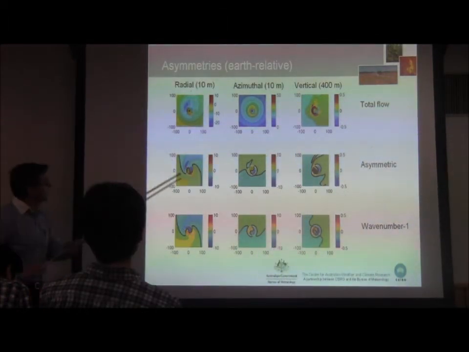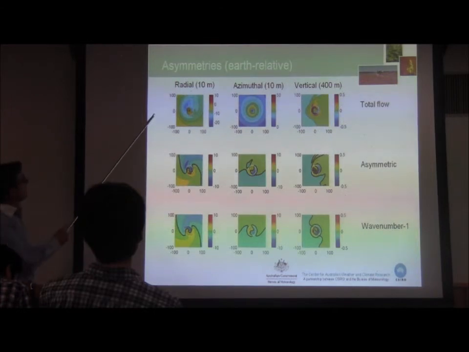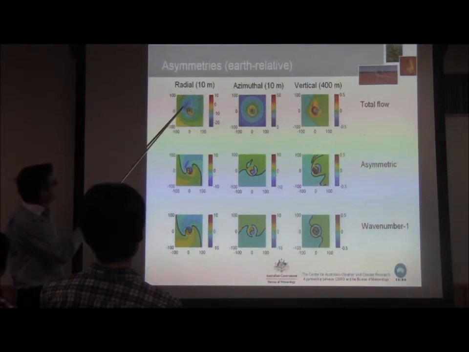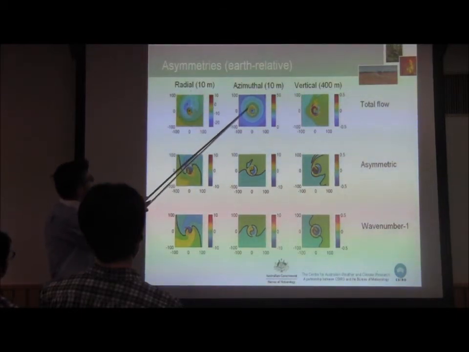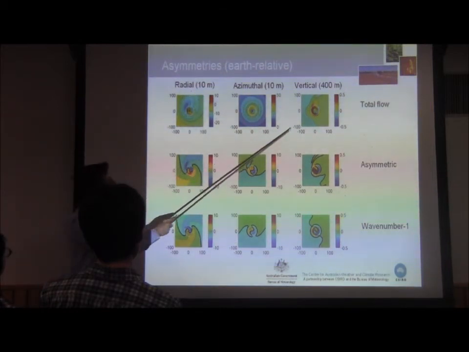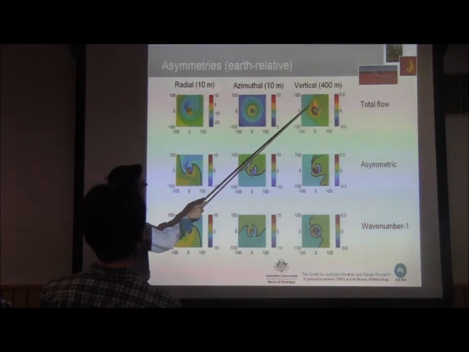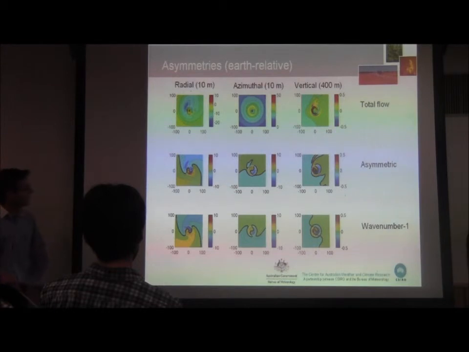So this is that same simulation again, and what I've plotted here is the Earth-relative asymmetric flow, and we have the radial flow being a maximum towards the front of the storm, the azimuthal flow being a maximum to the right of the front of the storm, and we have an asymmetry in the updraft that's favoured towards the front of the storm rather than being symmetric.